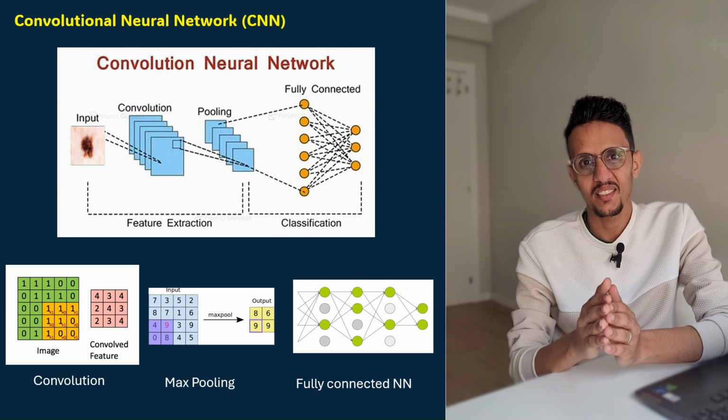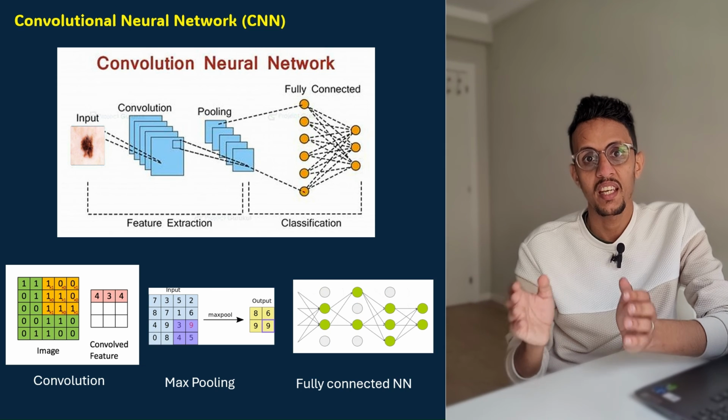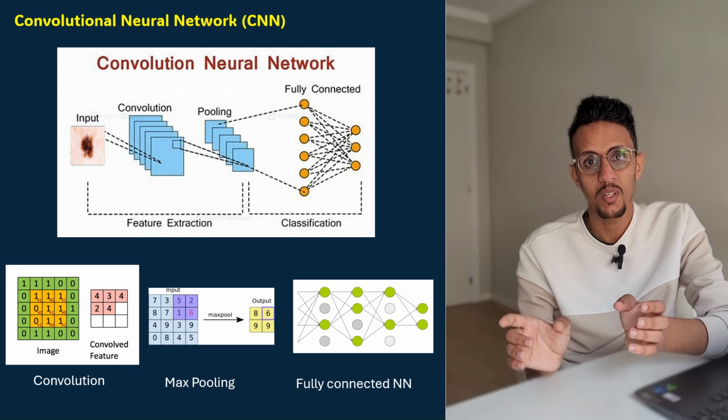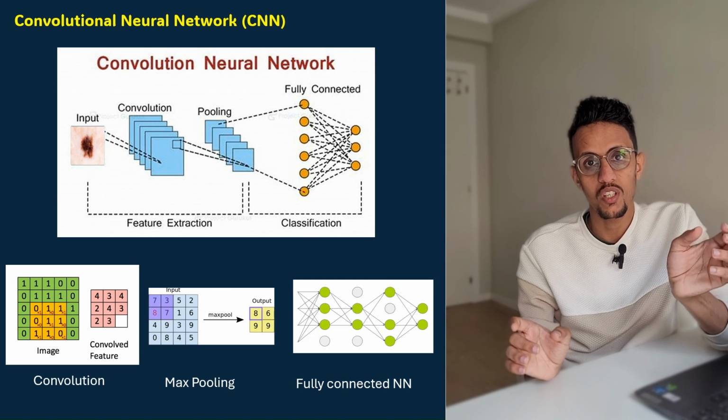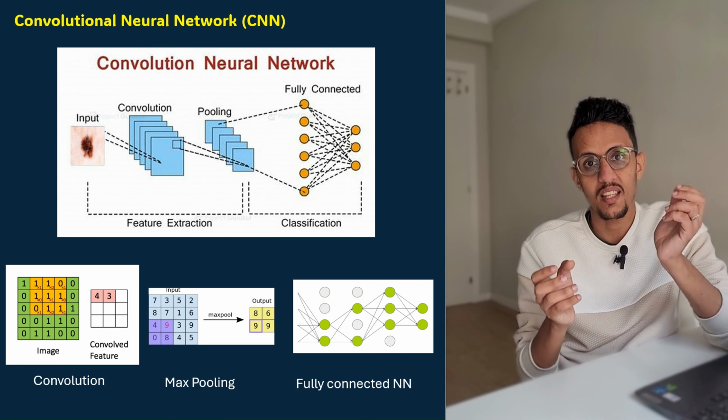So this is basically it. In artificial neural networks, we have input layer, hidden layers, output layer. In convolutional neural networks, we have the same with the addition of two types of layers, convolutional layer and pooling layer, to extract features when we work with images as the input data.